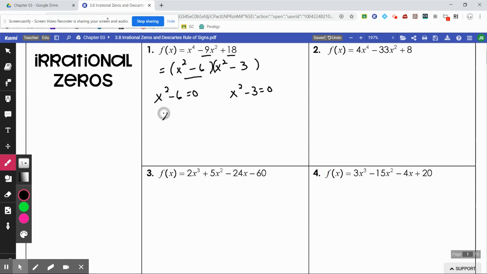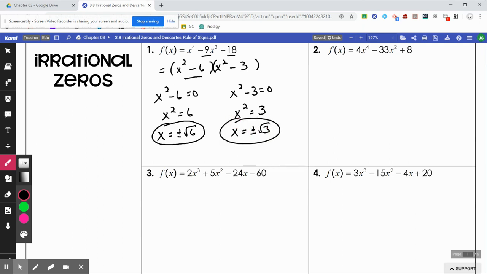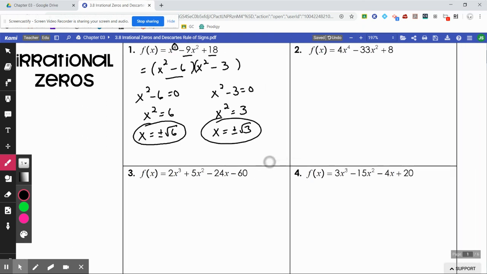Move the 6 over, gives you x squared is equal to 6. Now when you get rid of that square by square rooting, don't forget to do plus or minus the square root of 6. Now those two zeros there are irrational. Square root of 6 is not a perfect square root, so we're not really sure what it is unless we have a calculator. Move the 3 over here, and you see the exact same thing. X is equal to plus and minus the square root of 3, which is also irrational. So the four roots that we just found were four irrational roots.